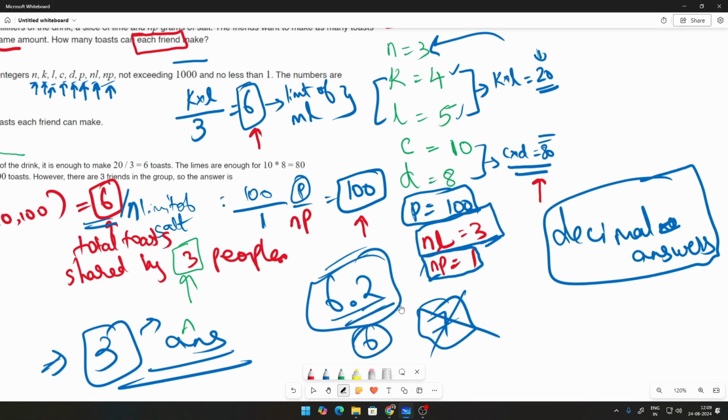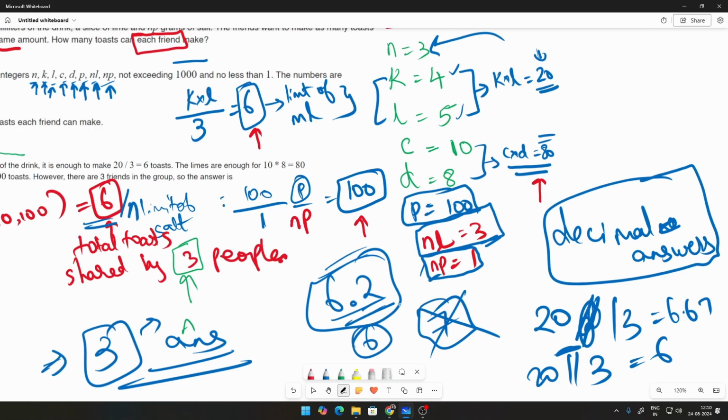That is why I get this particular 6. So in any case, we'll divide using the floor division operator. Instead of doing something like 20 by 3, which gives 6.67, we do 20 floor division 3, which gives 6. Because this is not 7, you can make 6 toasts from here. Okay, I hope that's making sense, and that is why this K into L by 3 is 6.